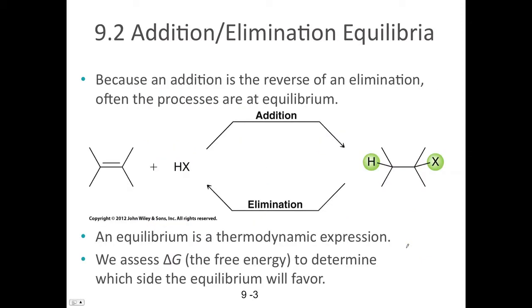All right. So the addition here is the opposite of elimination. So from here you're adding HX. So here you can say you're adding HX across a double bond from here to here.